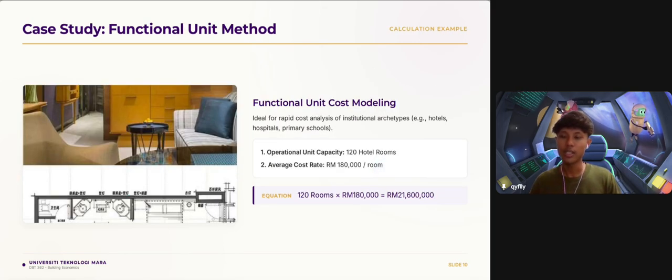Let's look at the final example using the functional unit method. This is ideal for a very quick analysis of standard projects like hotels or schools. If a client wants to build a hotel with 120 rooms and our past data show it costs 180,000 per room, we just multiply that. So the total project estimate is instantly calculated at 21,600,000 ringgit Malaysia.